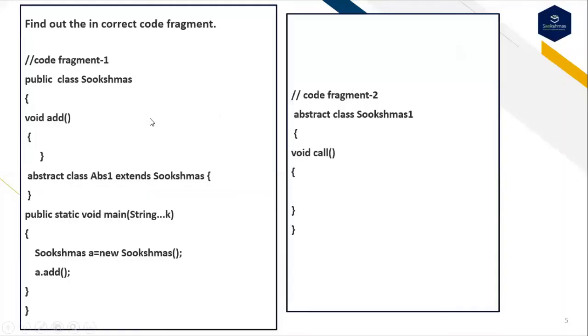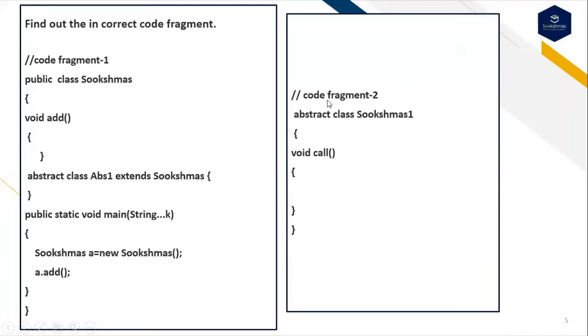This is the fourth question. Find out the incorrect code fragment here. The first code fragment is public class Sookshmas. Here we have a method void add, and an abstract class abs1 that extends the class Sookshmas, and execution of the program begins from the main. Here I have created the object for the class Sookshmas, and with the help of the reference, I am calling the add method.